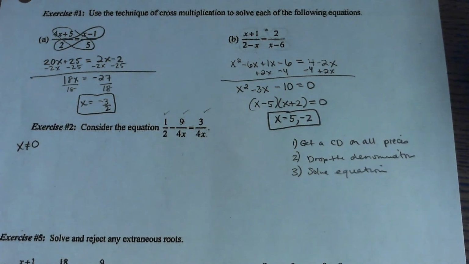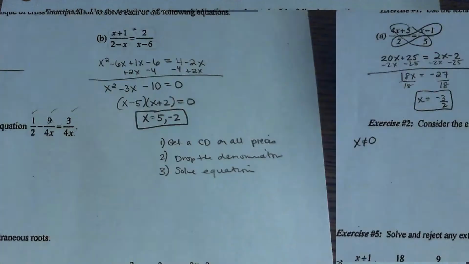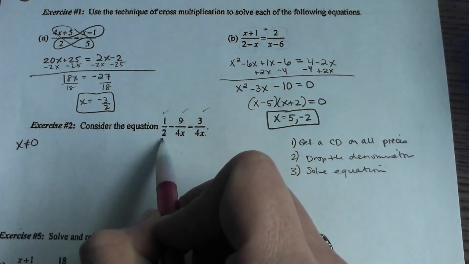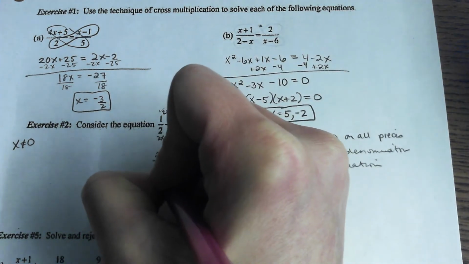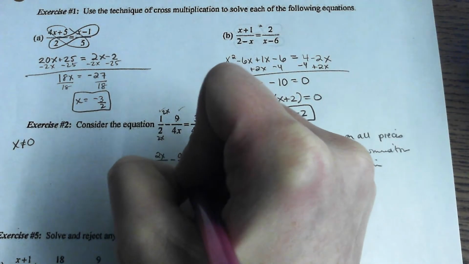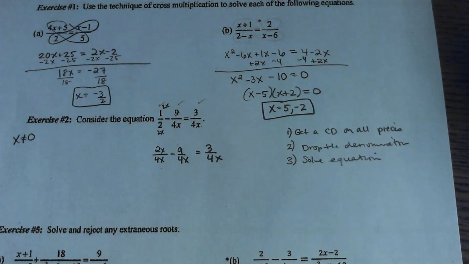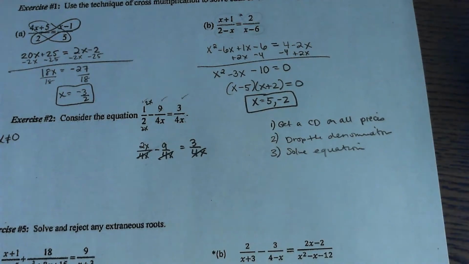So, with denominators of 2, 4x, and 4x, what is the common denominator that we need to get on everything? 4x. So this one needs a 2x. So we have 2x over 4x minus 9 over 4x equals 3 over 4x. We have a common denominator now on all pieces. So now I can just drop, drop, drop. What I'm technically doing when I'm dropping it is multiplying both sides by 4x. It'll cancel all your denominators.